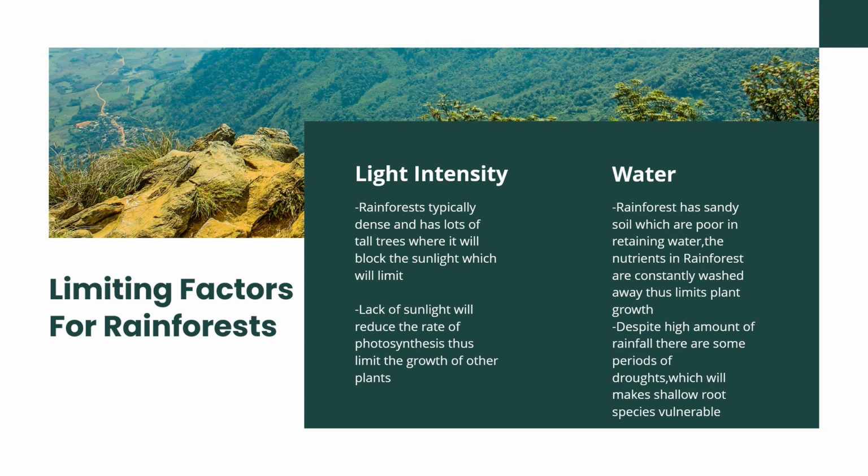Rainforest typically has very dense and tall trees which will limit the sunlight from getting to the plants that are on the roots or at the lower ground. However, these plants have their own adaptations, such as ferns will climb a tall tree to reach for more sunlight. Besides that, water is another limiting factor as well, since rainforests have sandy soil which is very bad at retaining the water and the nutrients. Hence, the water will always be flushed away when there's a heavy rain.